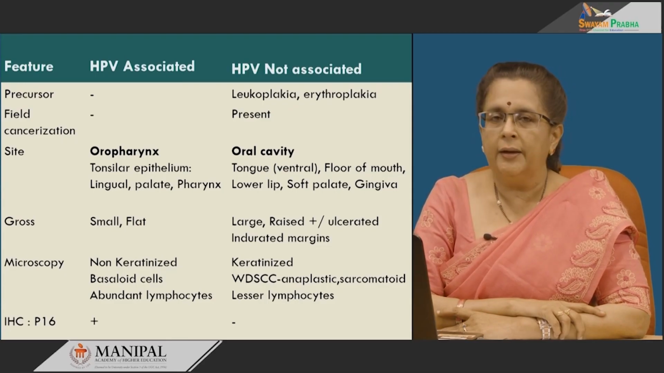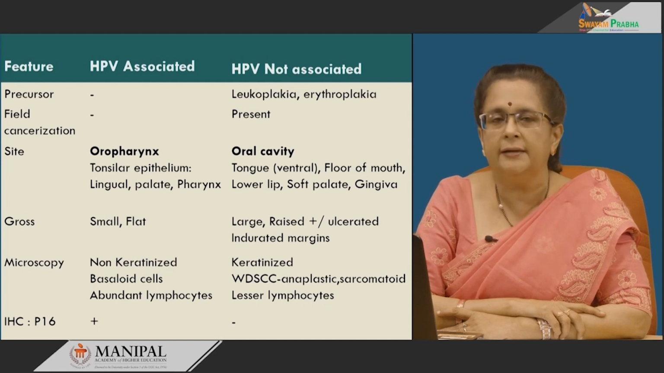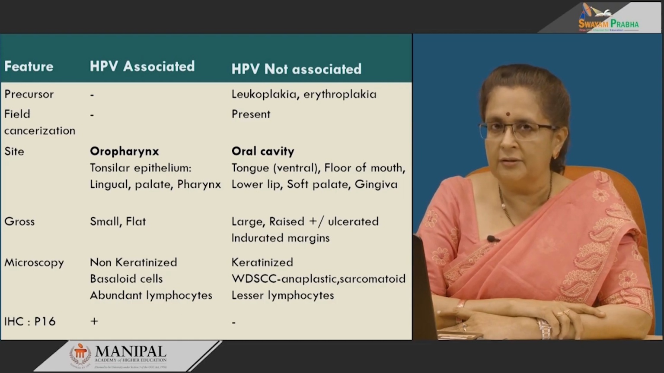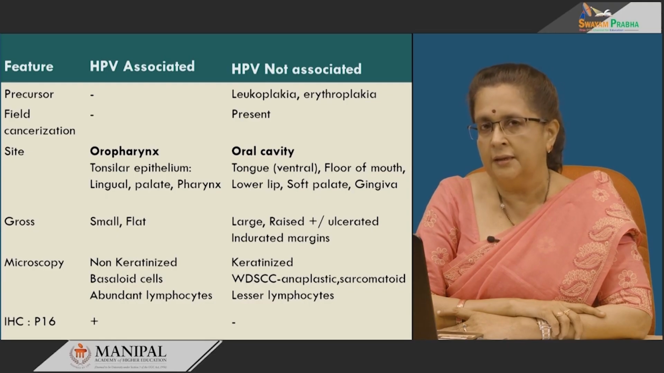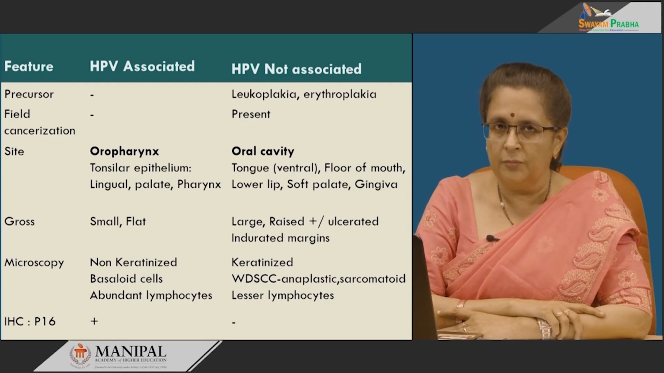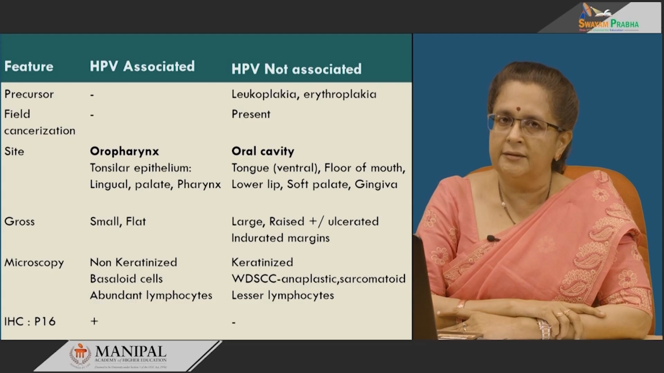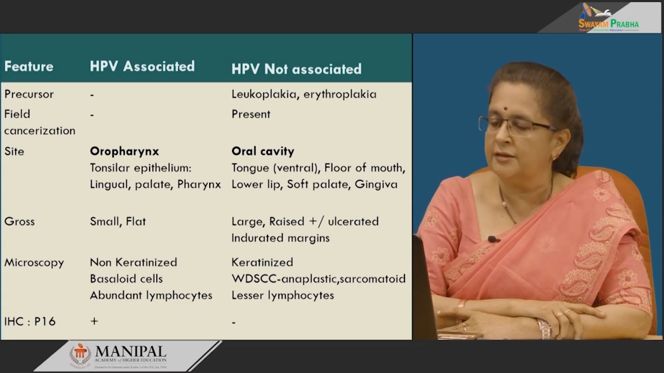Whereas, in HPV associated head and neck squamous cell carcinomas, the site is the crypt epithelium of the tonsils. So, wherever the tonsils are located, which means palatine tonsil, the lingual tonsil at the base of the tongue, or adenoids. Grossly, it is a small lesion which is usually flat and not raised. Microscopically, you get basaloid cells in nests along with lymphocytes as seen in the normal tonsil, and when you do immunohistochemistry, it is diffuse and strong positivity for surrogate marker of HPV, which is P16.